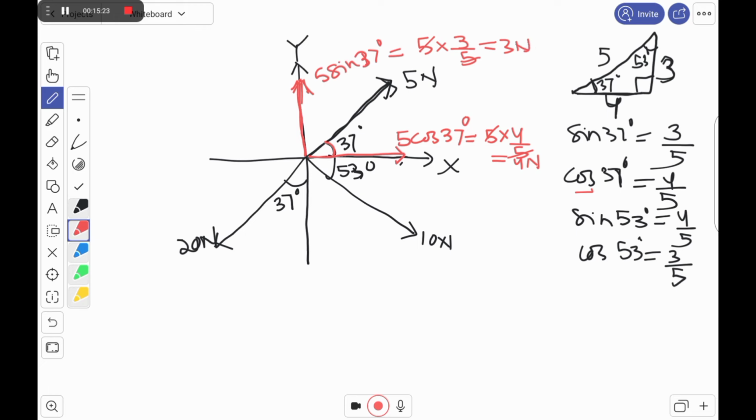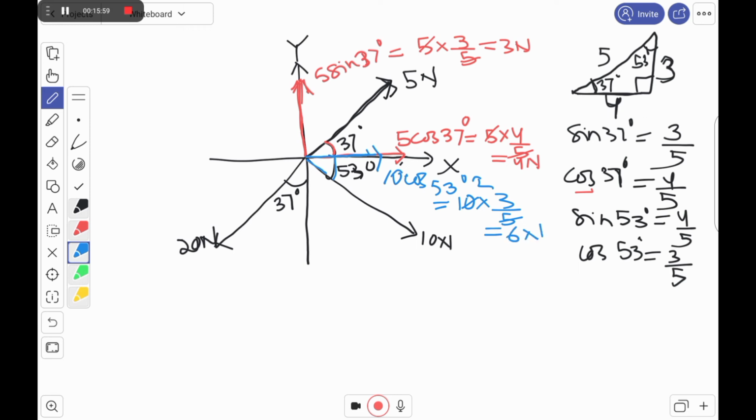Clear, children? Now this vector 10. So how to do 10? So this is your 10. 53 degree. So now this is your adjacent side. So this will be your 10 cos 53 degree. So what is 10 cos 53 degree? 10 cos 53, as you can see, 3 by 5, 2. So this is your 6 Newton, children.